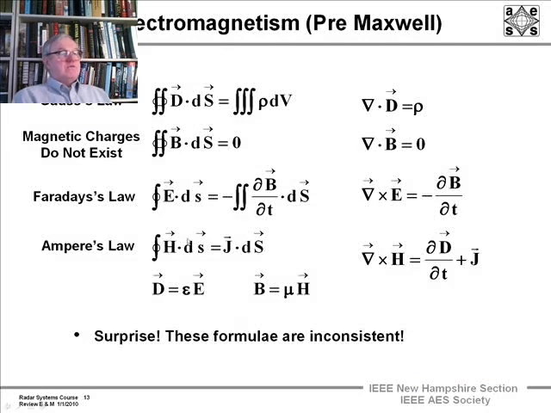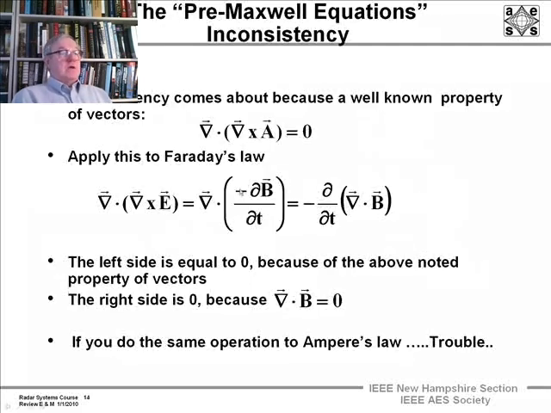If we take those first four equations and put down the relationships, I don't have mu0 or epsilon 0 because epsilon is the permittivity of the medium and mu is the permeability of the medium that you're talking about. Surprise, these formulas are inconsistent. The inconsistency comes about from a well-known property of vectors that the divergence of the curl of a vector is equal to 0. And if you've taken a course in vector calculus, you can work out the details yourself.